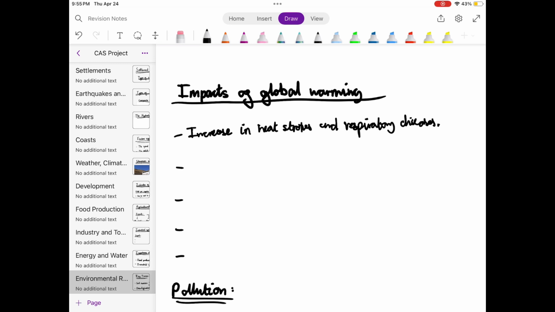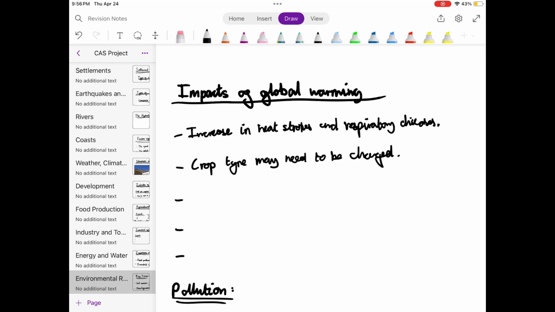So the next impact is the crop type may need to be changed. And this is because a certain crop type might not be able to grow in the new conditions that it finds itself in due to global warming. So therefore, farmers have to change the type of crop they're growing, which can also affect their income, as the crop they're growing may be worth less when they're sold.